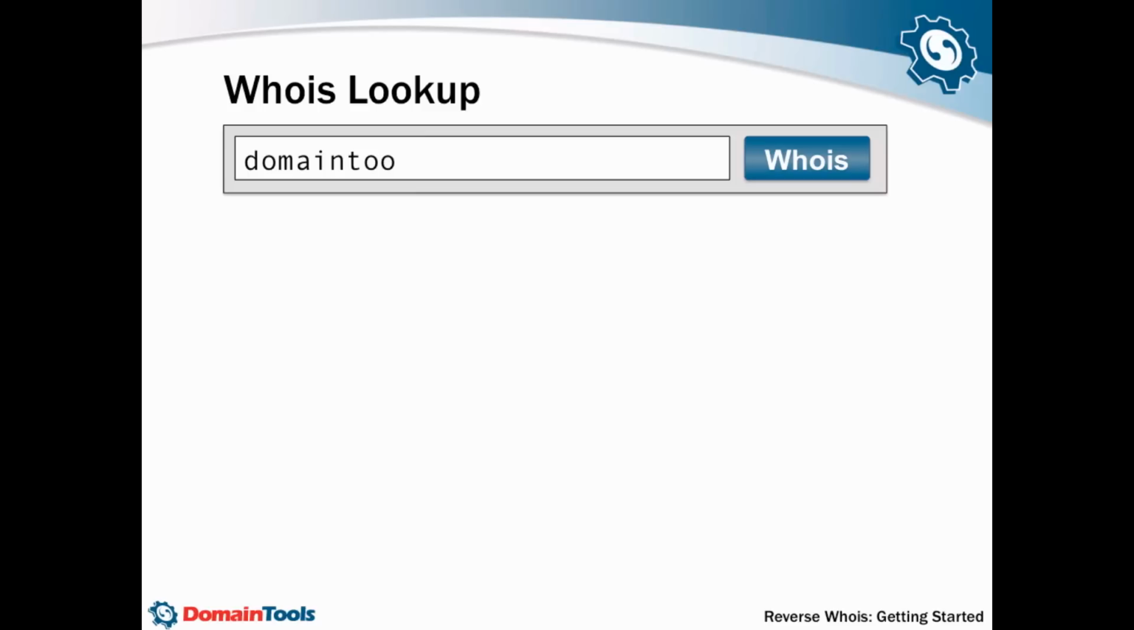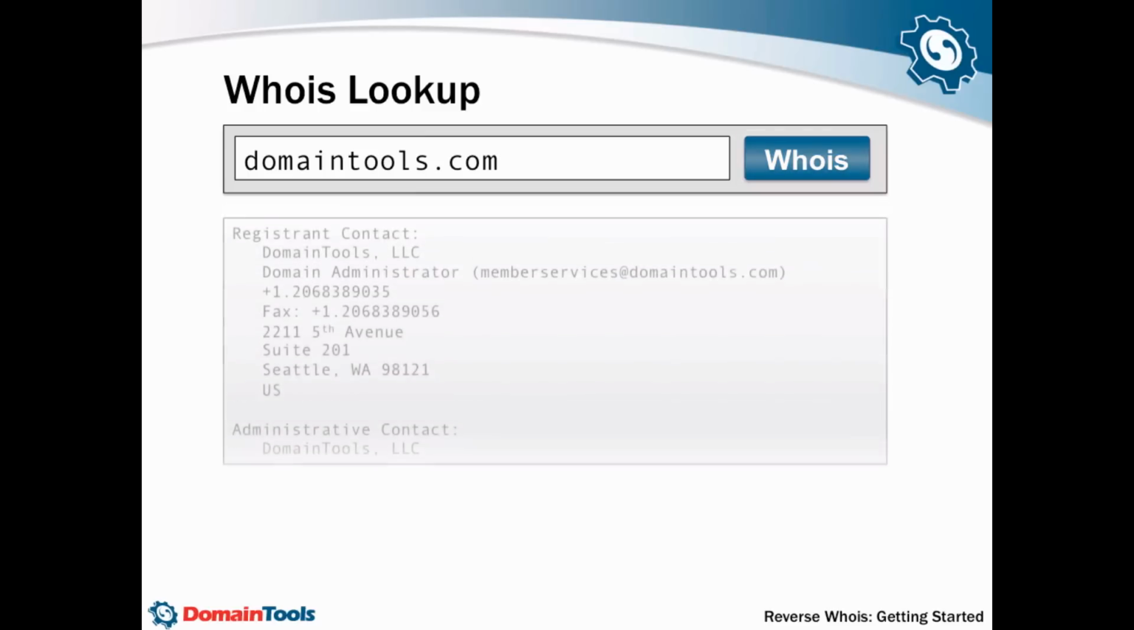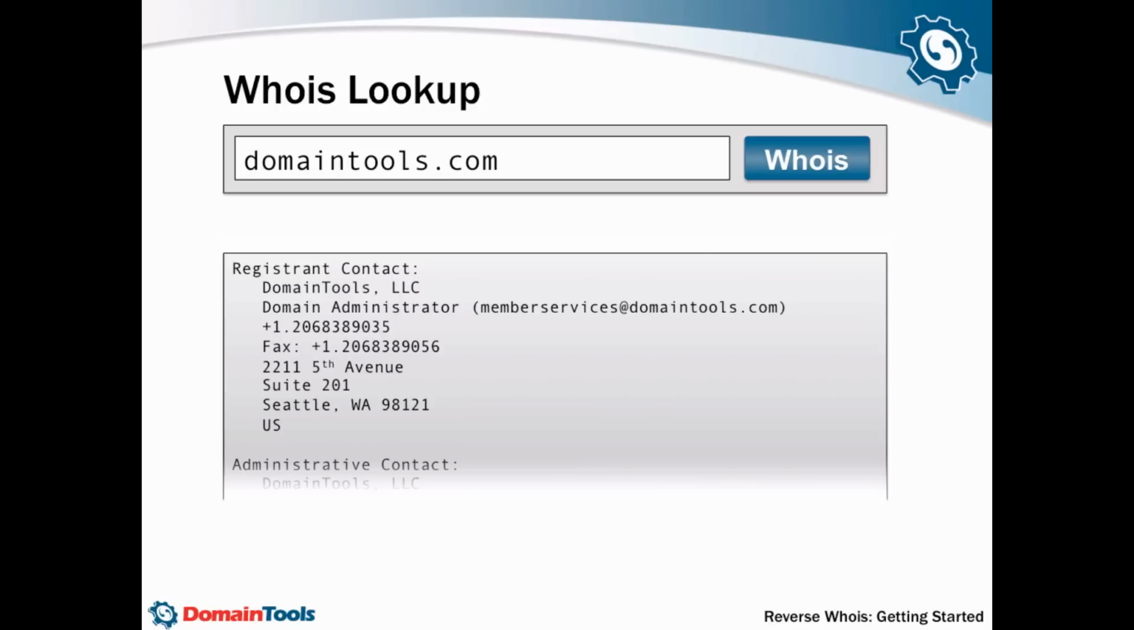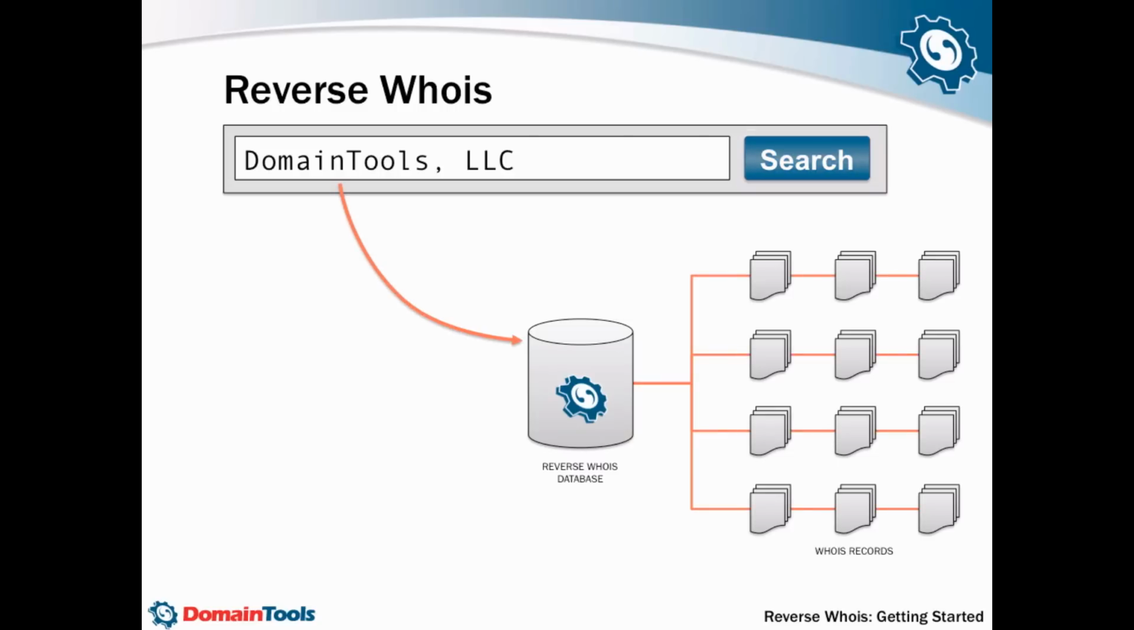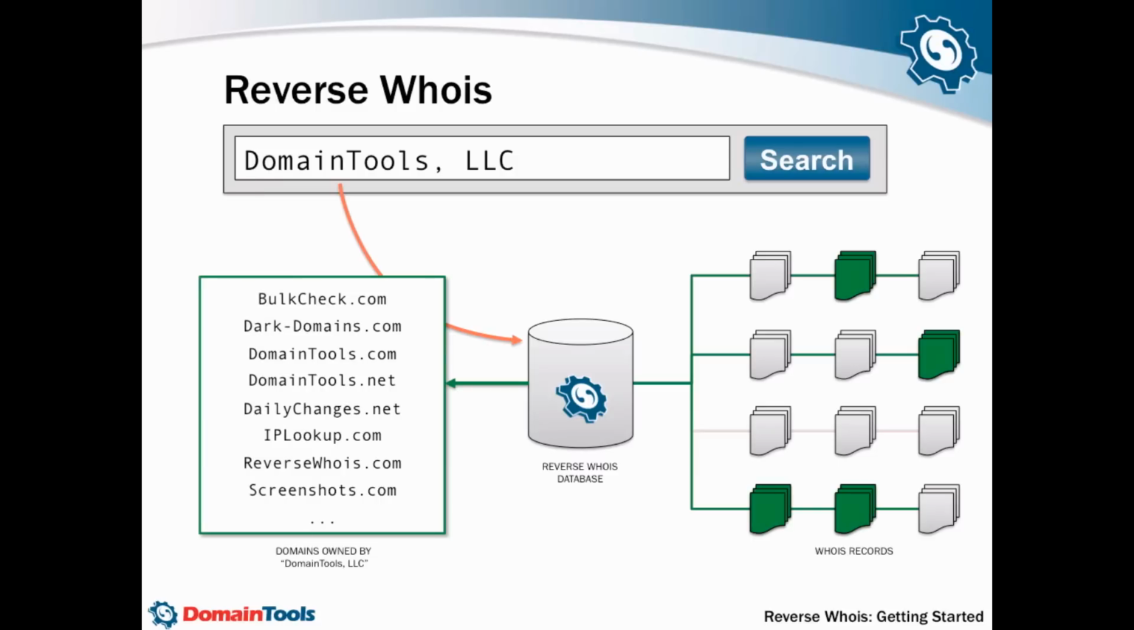Normally, you would start your query with a domain name and obtain a single ownership record for that one domain. The Reverse Whois product by DomainTools works in the opposite direction. You can enter terms that describe a domain owner, like an email address or a company name, and we'll search Whois records for those terms. You'll get a list of domain names which have your search terms listed in their Whois record.